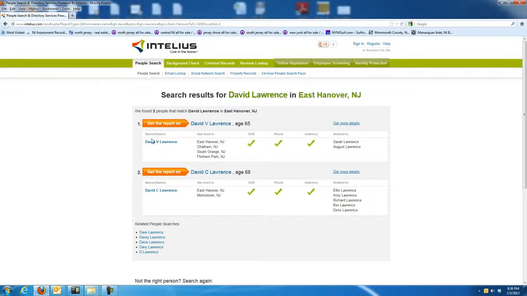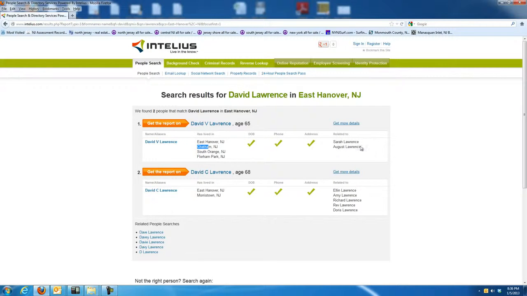I used Intelius, and I knew that this was the correct party, versus David C. Lawrence. It was David V. Lawrence. Again, it had the property address. Here you could see past or possible current addresses. So what you could do is use this information, go back to the tax records, and plug in his name for maybe those counties or those towns.